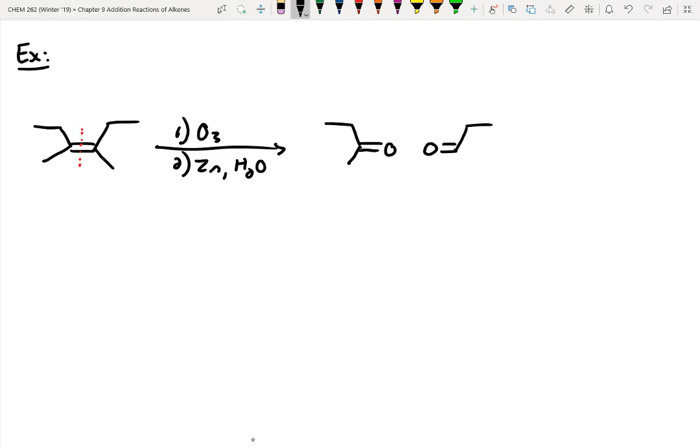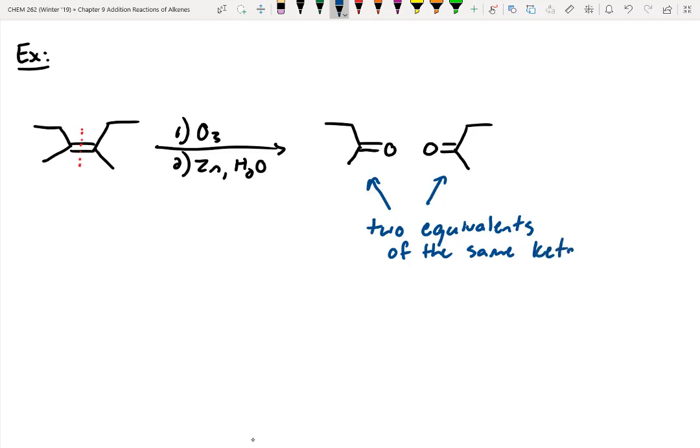Looks like this. And to me, it looks like we're getting two identical products, right? So we could say it's two equivalents of the same ketone. So if you have a symmetric alkene, it's really nice because you don't get a mixture of products out, right? You just get two equivalent ketones. All right, let's take a look at a harder one.